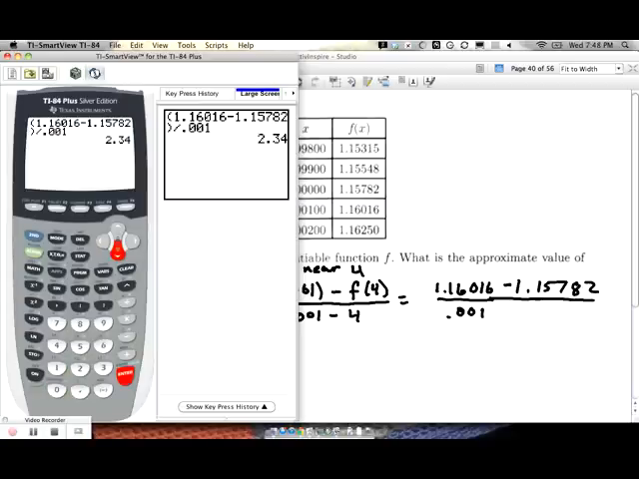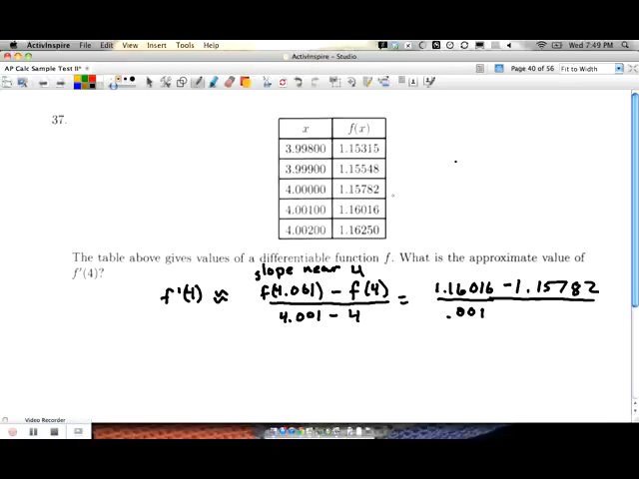So as long as you have a slope that's somewhere around 2.34, that would be your answer. I don't have the actual choices here available, but the answer that I get is around 2.34. And you could have used multiple pieces for that. I did the slope between these two numbers here. You could have done between 399 and 400. It really doesn't matter, but you just need it near 4, because f prime of 4 is the slope near 4.